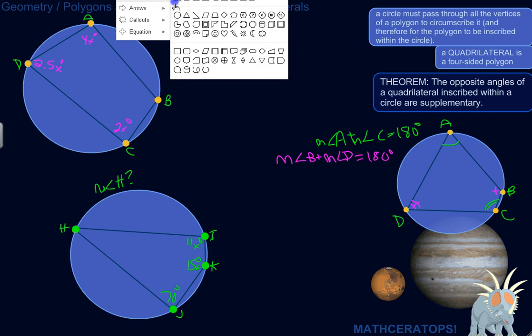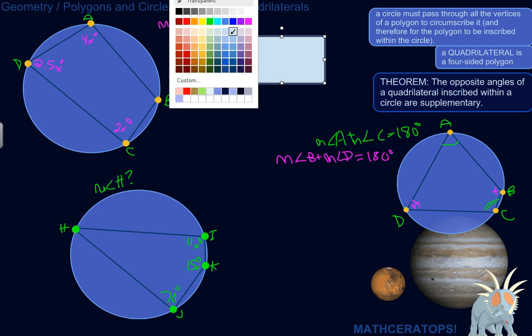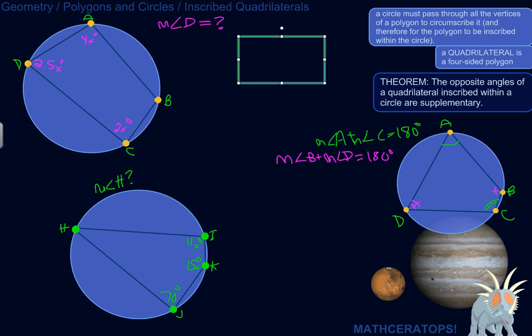Let me just draw a quadrilateral outside of a circle, just to illustrate what the opposite angles are, because it's easiest to see with a nice little rectangle. This angle and this angle are opposites. This angle and this angle are opposites. These are all 90-degree angles. Anyway, you get the point. So angles that are not next to each other.